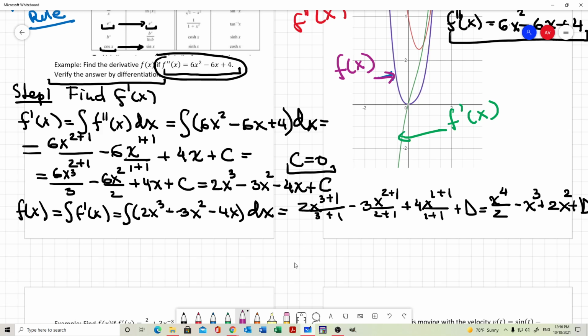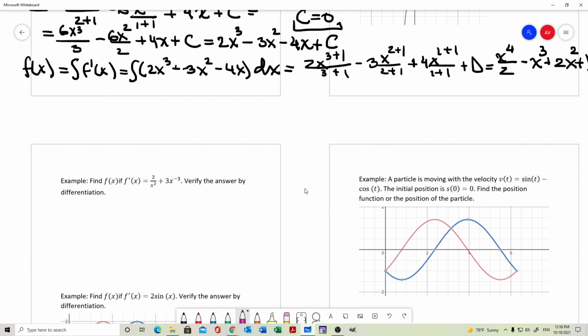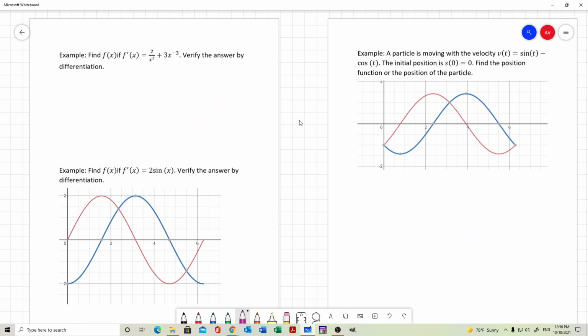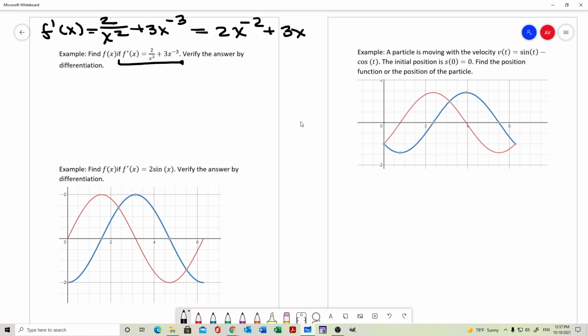Moving on. Next example. Again, we do have the first derivative. Let me rewrite it. F prime of x one more time is 2 over x squared plus 3x to the power of minus 3, which we rewrite as 2x to the power of minus 2 plus 3x to the power of minus 3. And we need to find f of x. What is f of x?